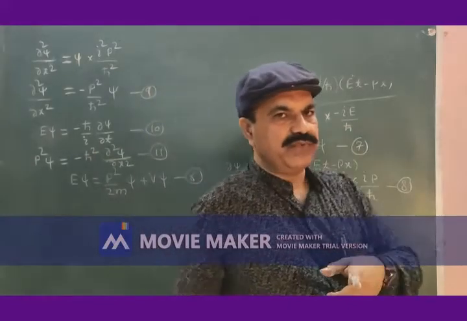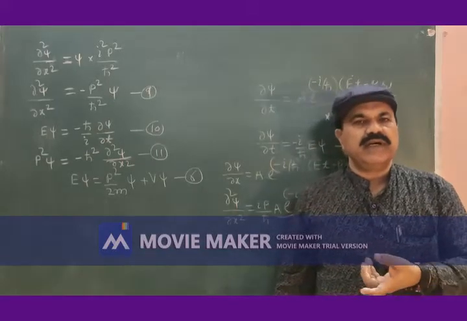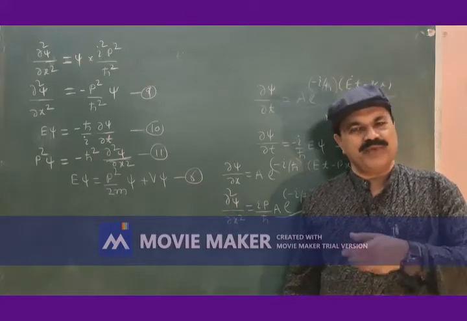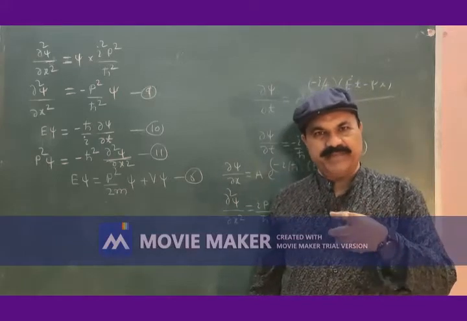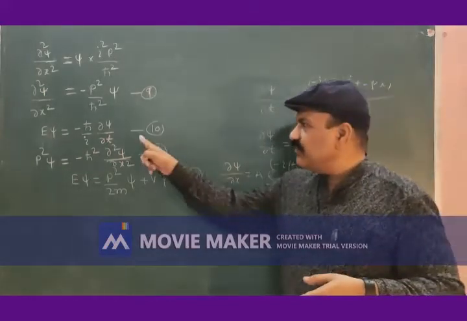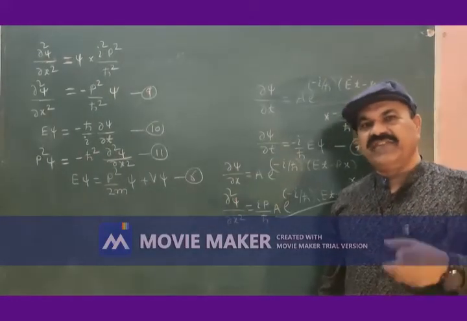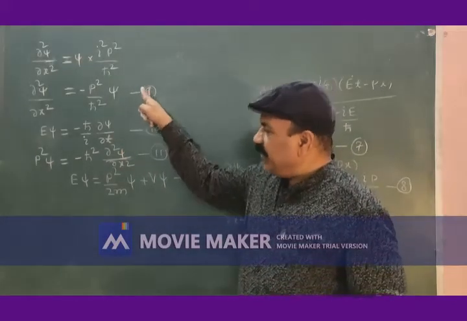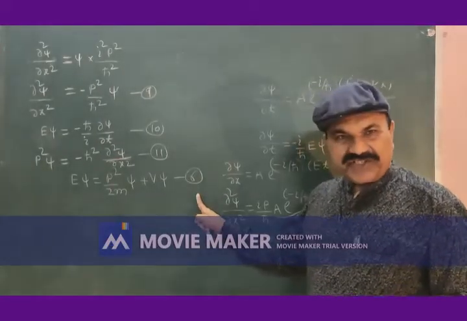Differentiating equation 5, the equation we wrote for the wave function of an unrestricted particle in motion, once with respect to time gives equation 7. Modifying 7 gives equation 10. Then differentiating 5 with respect to x 2 times gives equation 9, and modifying equation 9 we get equation 11.